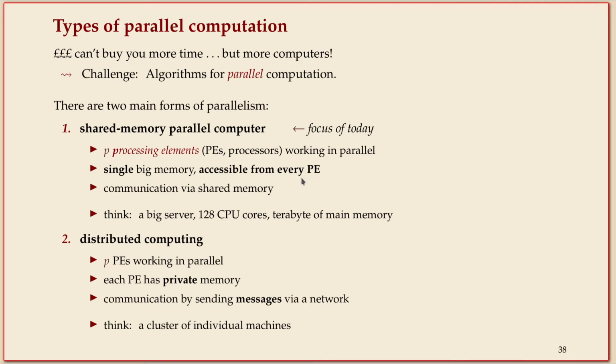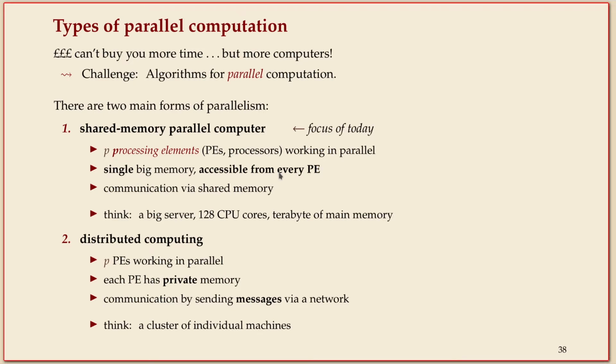Now, if you have different entities that compute, they need some way to communicate. And that's where the two models differ, shared memory and distributed computing. In a shared memory computer, you have one big piece of RAM. Think of it like in the PRAM model, it's one huge array. That will be our abstraction. And this memory is accessible from all the processing elements.